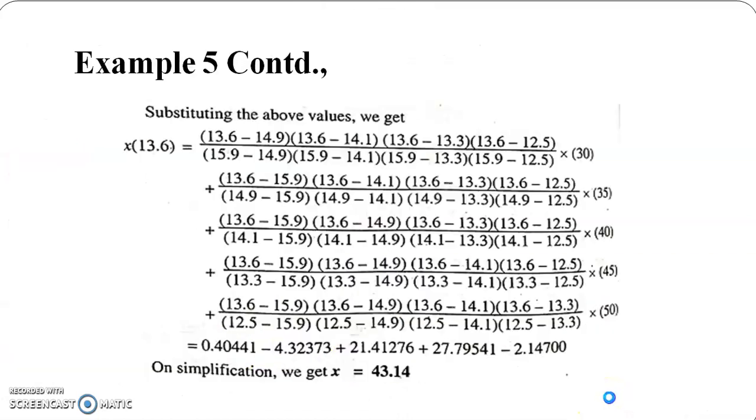Okay, now substitute all the values here, and after simplification, after a tedious calculation, you get x equal to 43.14. So use a scientific calculator to do all the calculations.